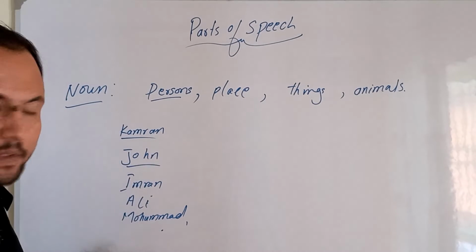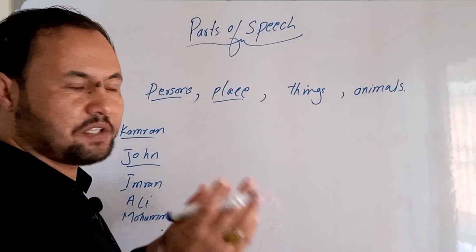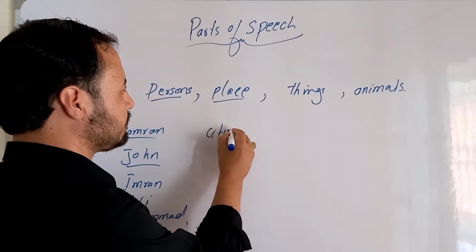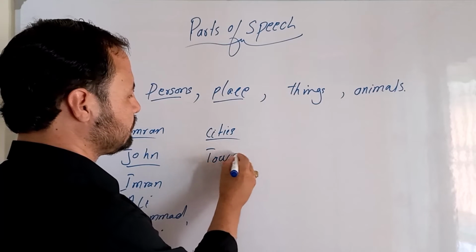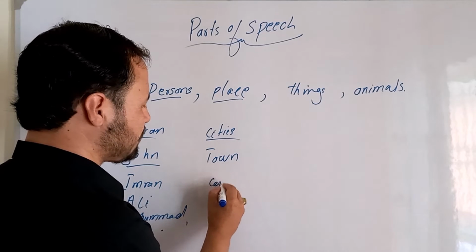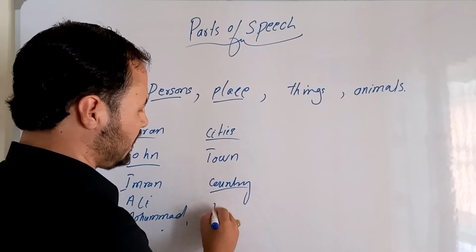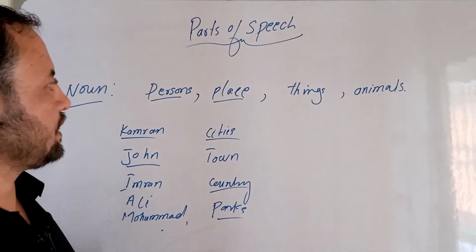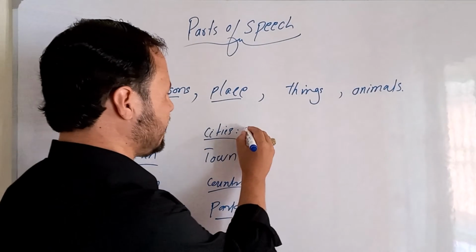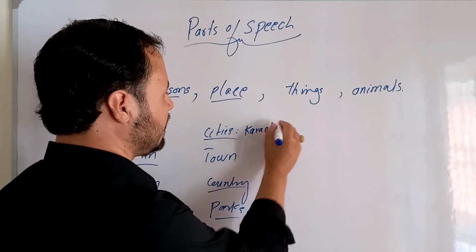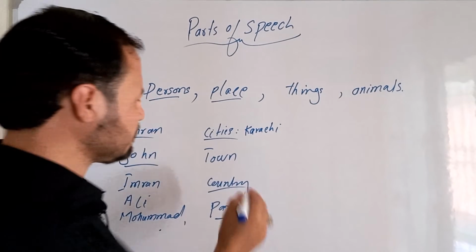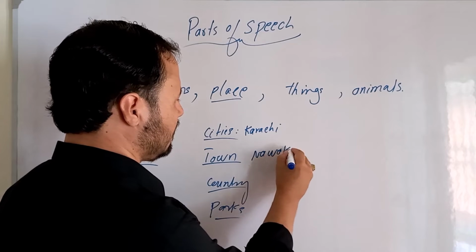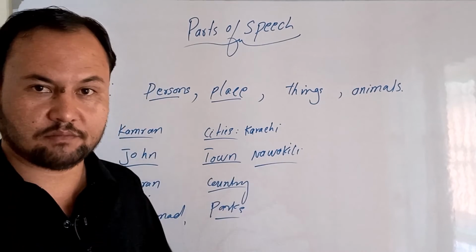We call them nouns. Now, place, obviously there are different kinds of places. For example, cities are there. For example, towns are there, okay? For example, country. Or for example, parks, like colleges, mountains. These are the names of places. Names of cities like Karachi. Karachi is one city of Pakistan. For example, town, if you say Nawakali is a town. Okay.